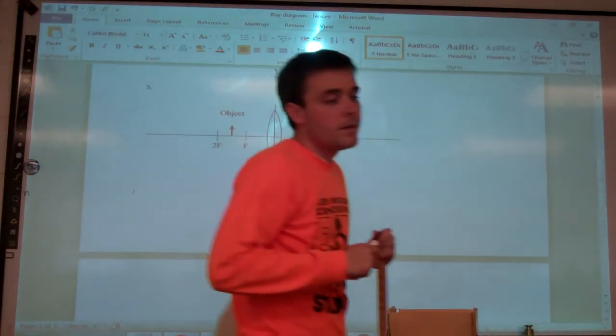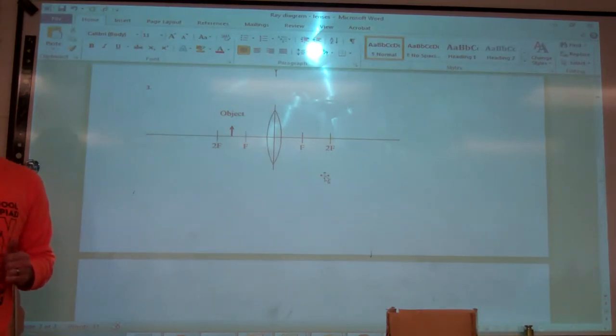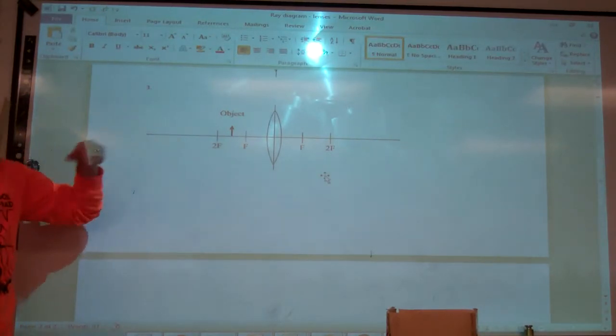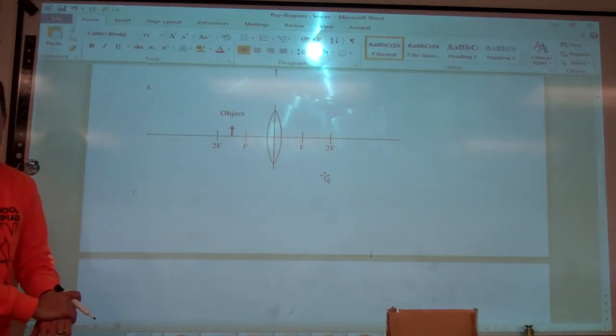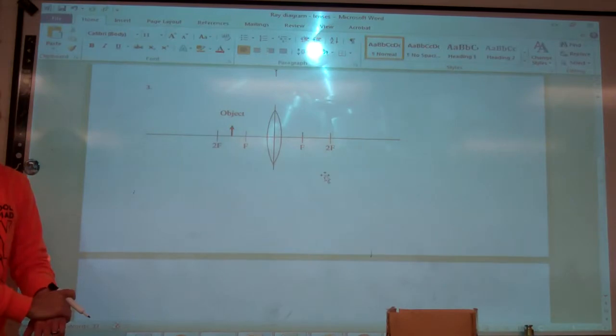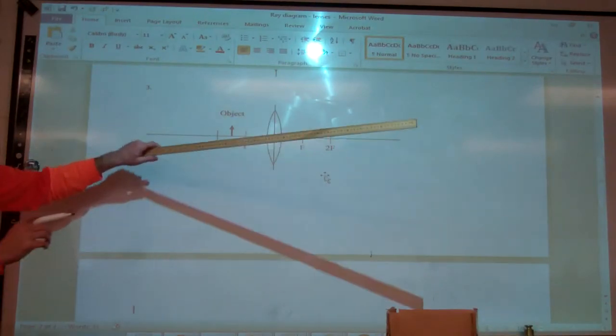Alright. Number 3 is between the center of curvature and the focal point. What do you think it's going to do, based on the ones we did yesterday? You need a figure. Do you think it's going to be bigger, real or virtual? Real, and inverted. So let's see what happens.